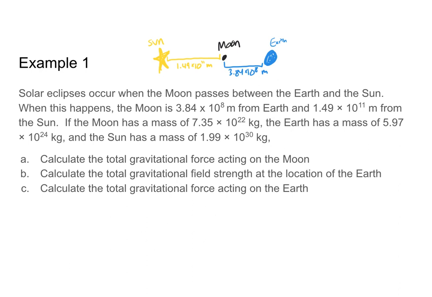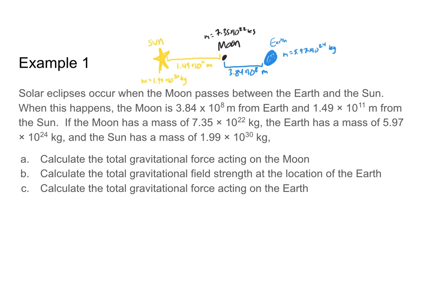The moon has a mass of 7.35 times 10 to the 22nd kilograms. The Earth has a mass of 5.97 times 10 to the 24th kilograms. And the sun has a mass of 1.99 times 10 to the 30th kilograms.